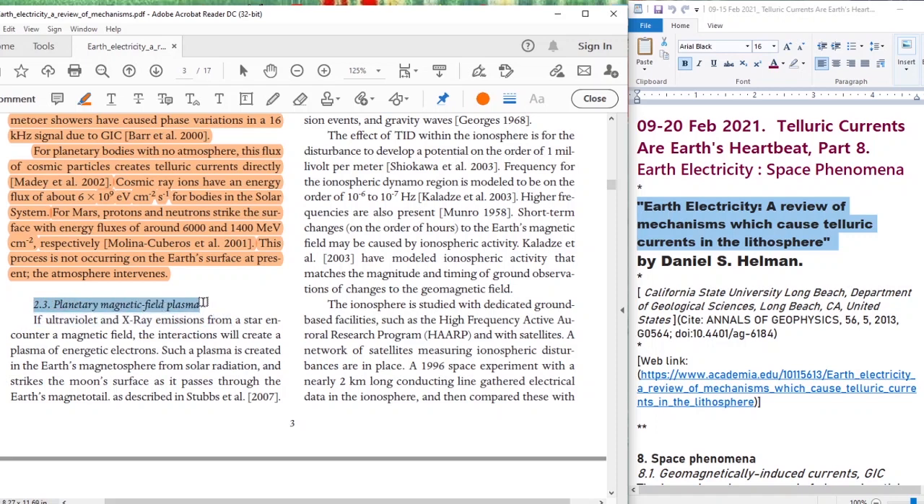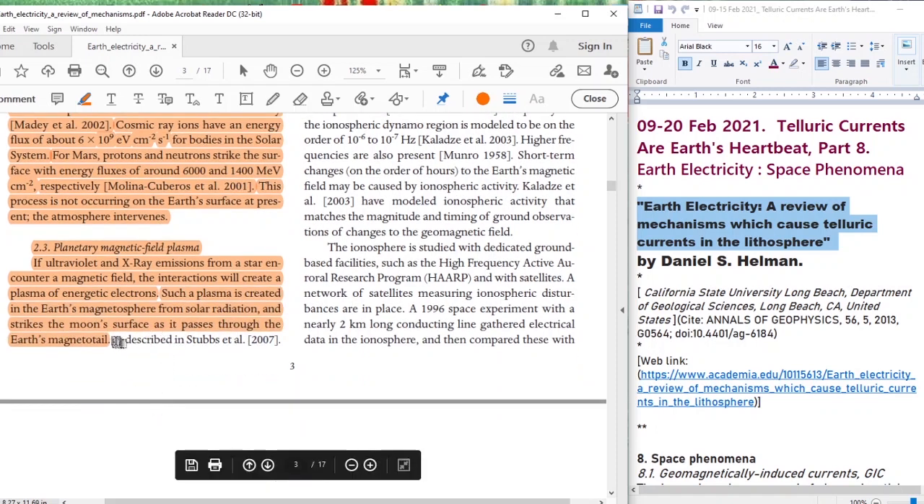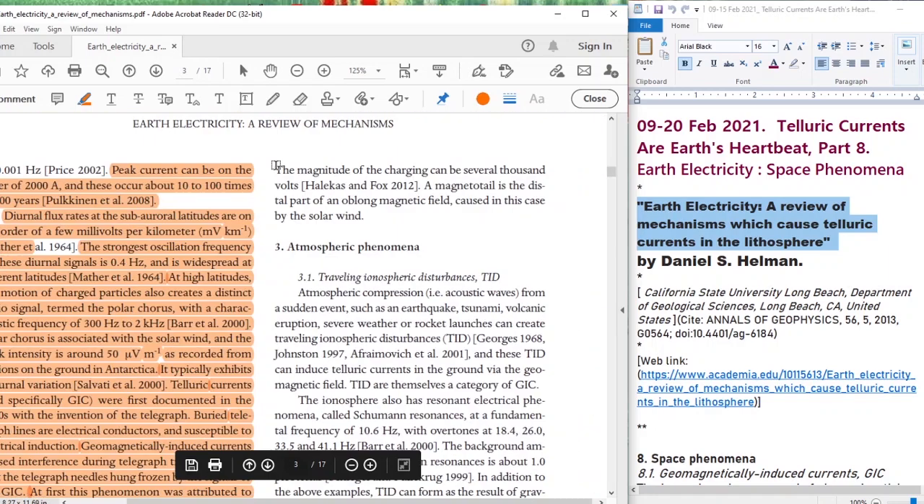2.3, planetary magnetic field plasma. If ultraviolet and X-ray emissions from a star encounter a magnetic field, the interactions will create a plasma of energetic electrons. Such a plasma is created in the Earth's magnetosphere from solar radiation and strikes the Moon's surface as it passes through the Earth's magnetotail, as described in Stubbs et al. 2007. The magnitude of the charging can be several thousand volts, and the reference is 2012.